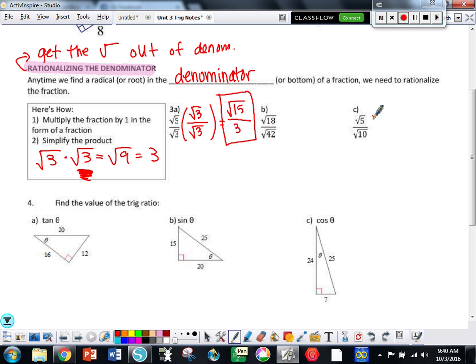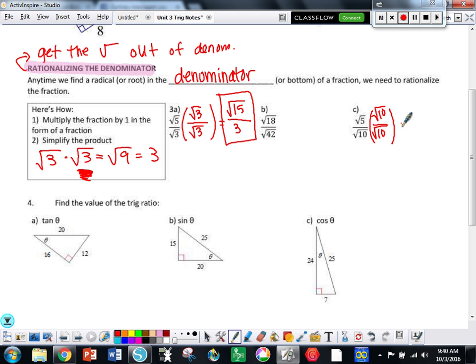What would I have to multiply the top and the bottom by on part C in order to get that square root 10 to go away? The square root 10. I don't care about the square root on top. That's fine. It's the square root on bottom that I can't have.